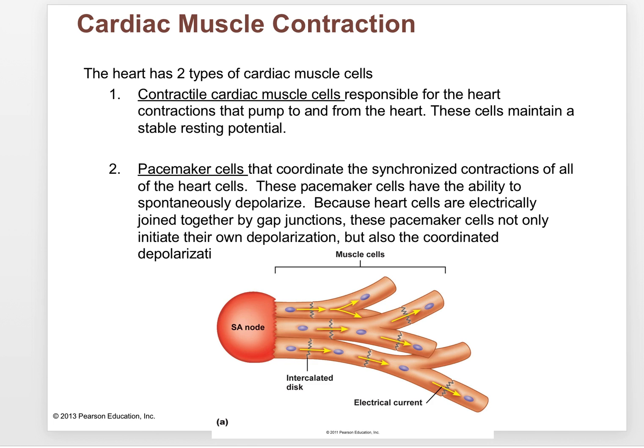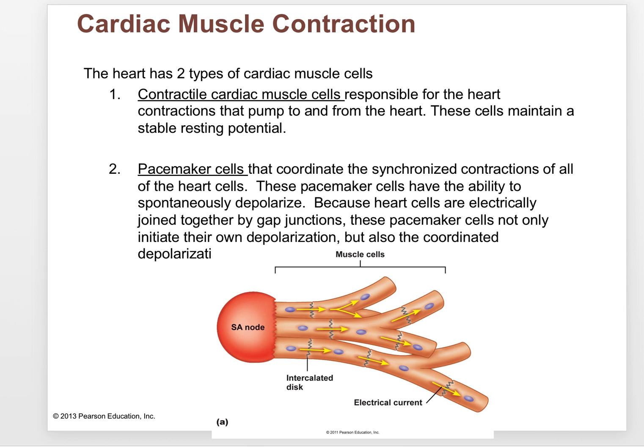The second type of cardiac muscle cells are pacemaker cells. These are the cells that coordinate the contractions of the heart cells. These cells have the ability to spontaneously depolarize. In other words, they don't need to be stimulated by a nerve to have an action potential begin. They can spontaneously depolarize on their own.